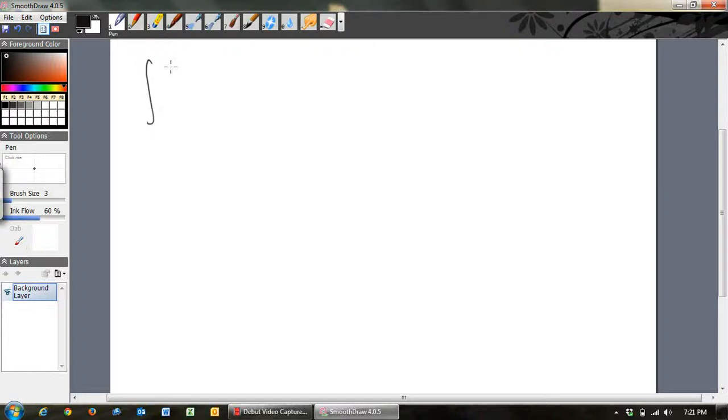So the integral of the square root of x squared plus 7, times, well, let's just do x. That's a bit boring, isn't it? dx. Okay, let's take the integral of that from 0 to 1.